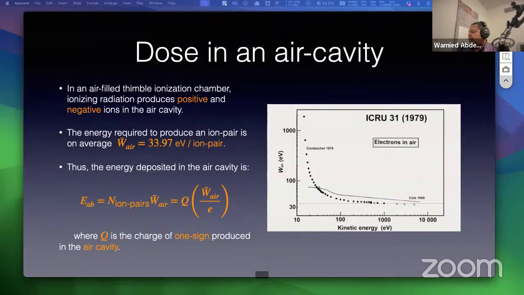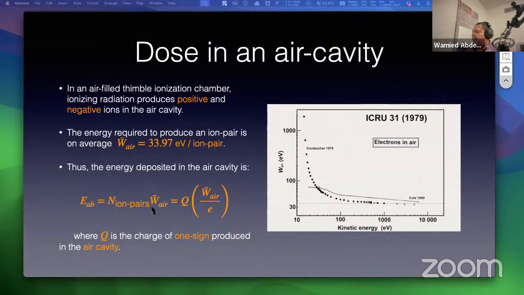So in air, in order to produce an ion pair, it's estimated that we will need, on average, an energy of 33.97 electron volts per ion pair. So if we want to know the energy deposit in the cavity, all we have to do is count how many ion pairs were produced, and then multiply by the energy required to produce an ion pair. So basically, this is the energy absorbed inside the cavity.